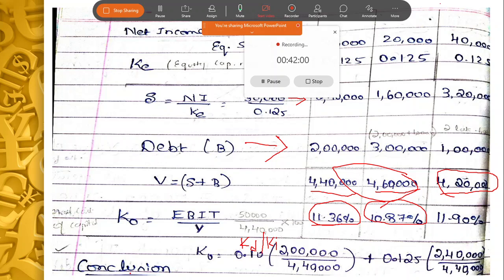Therefore, the conclusion is that the use of additional debt has caused the total value of the firm to increase and the overall cost of capital to decrease, and conversely, vice versa. Now, this is the conclusion which is expected to be given by you. And a note regarding the tax you will have to give.